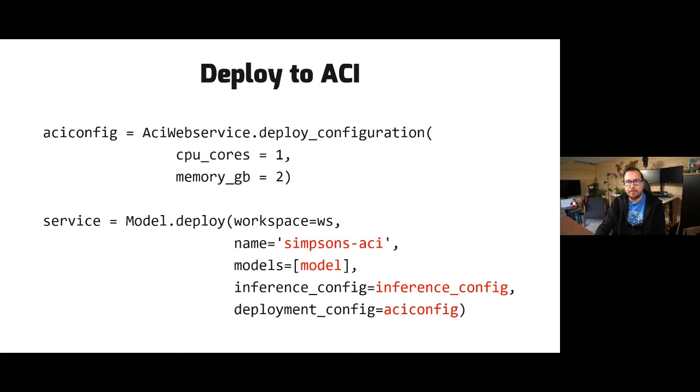So we say Azure Web Service deploy configuration. So we can pick that from the model, but we can also overrule that here. 1 CPU, 2 gigabytes of memory. And then we say model deploy. We specify which workspace. We give it a name. We specify which models, which inference config has to be used, and which deployment configuration has to be used.